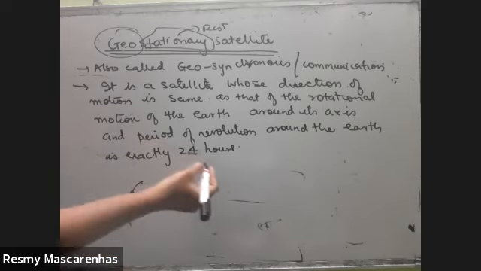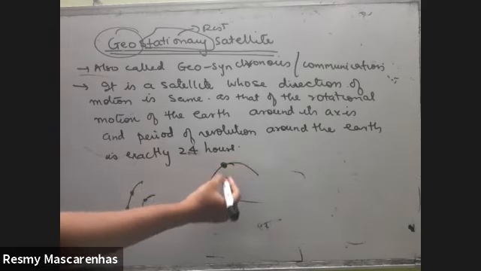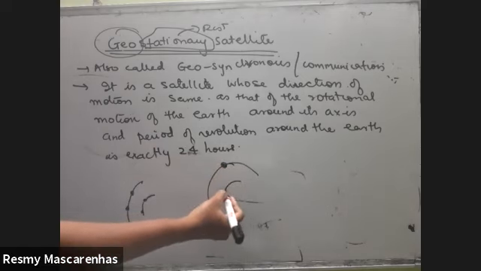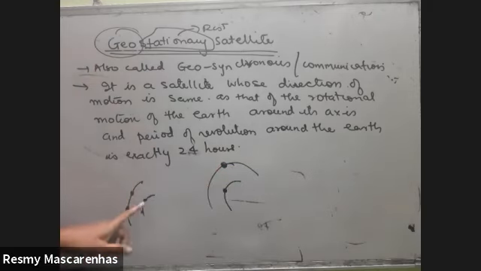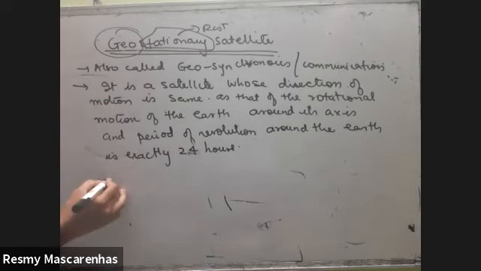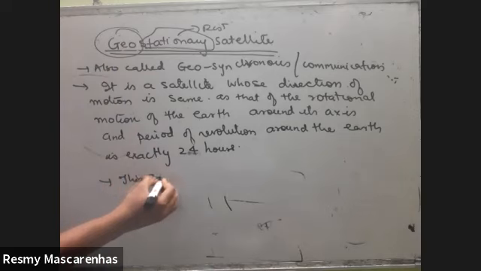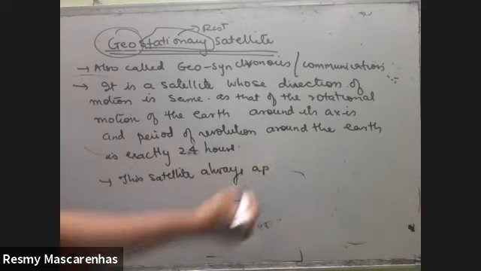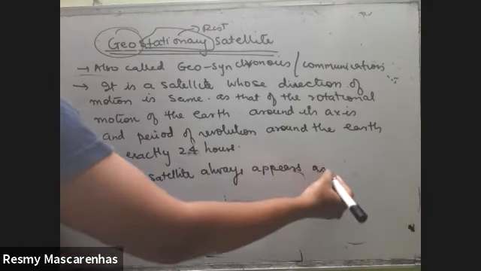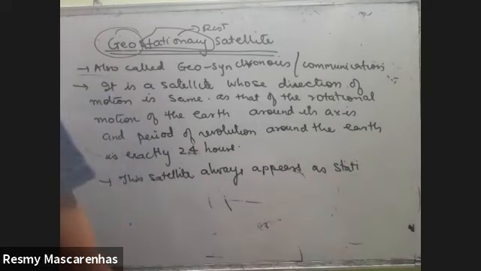But suppose there was a satellite which remains here only in the orbit, not following the Earth, and the Earth was moving and you reach here. According to you, now this satellite will look far away. But a geostationary satellite is moving with the same speed as the Earth, so for you it will look as if it is at rest. So the satellite always appears stationary. Stationary means at rest.